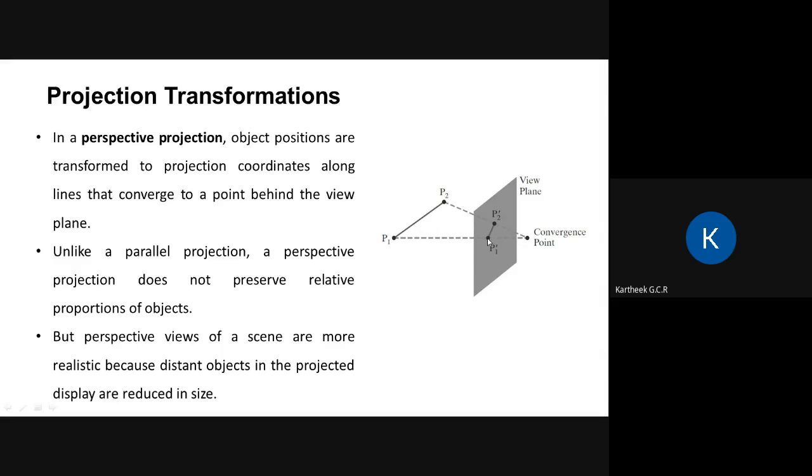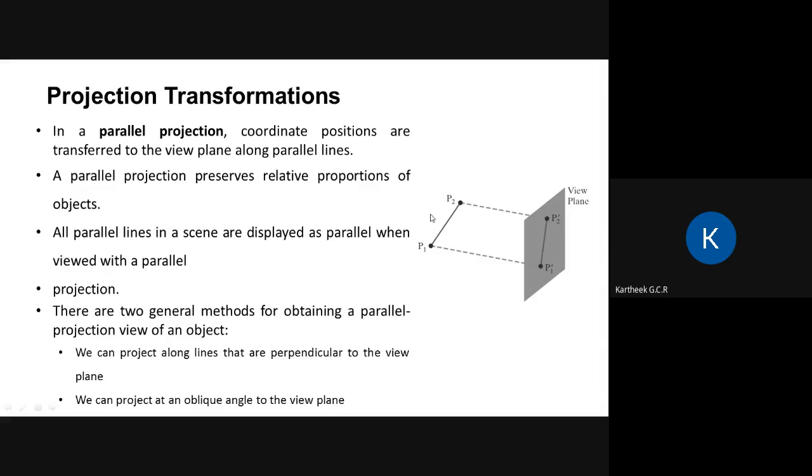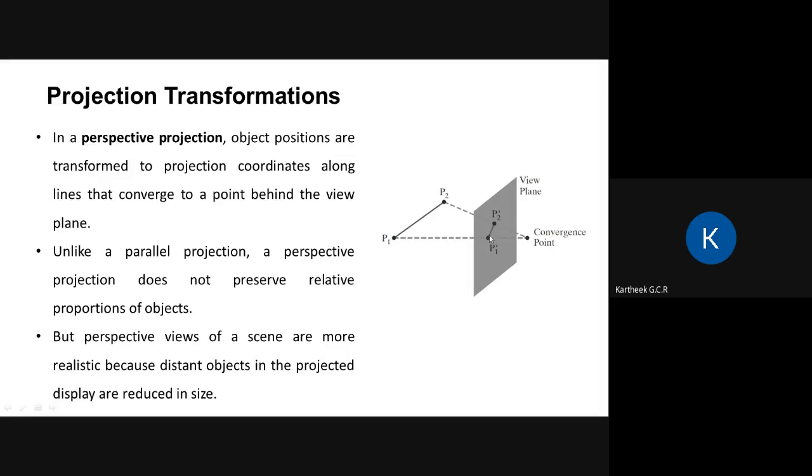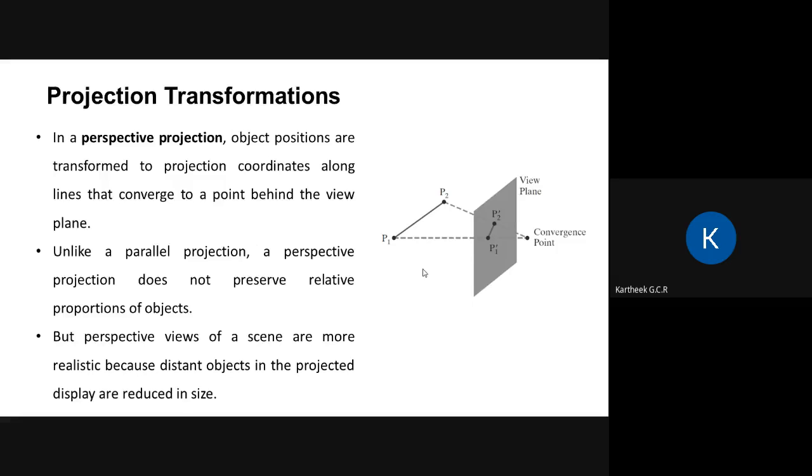Now, this projection does not preserve the relative proportion of the object. If you see, the object size was the same in the parallel projection. However, the object has become smaller here. So the farther it goes, the smaller it becomes. The closer it comes, the bigger it appears, right? So that's about perspective projection.